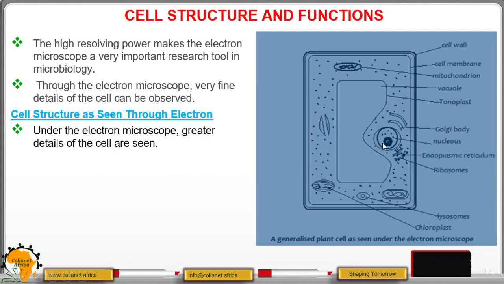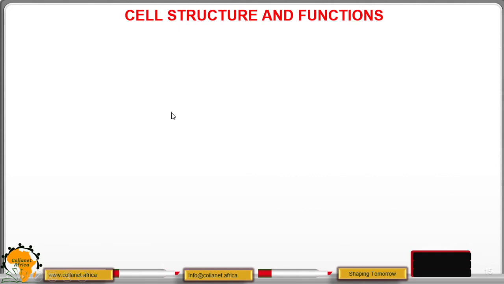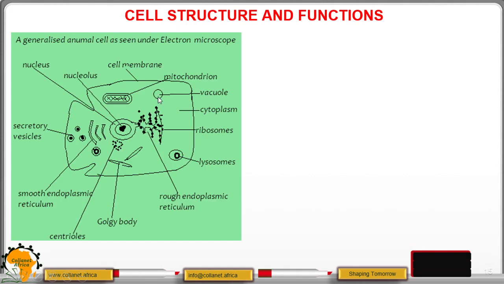When it comes to a plant cell, you can see it has a cell wall and a chloroplast and a very large central vacuole, which is absent in an animal cell. An animal cell has a small vacuole, but the vacuole of a plant is very big.